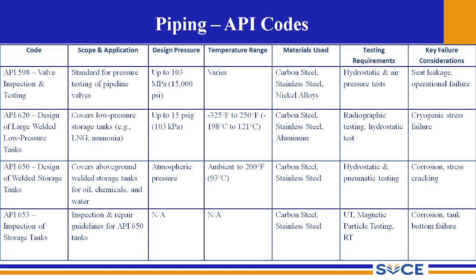Then API 653, this code is for the inspection of storage tanks, and it provides the inspection and repair guidelines for API 650 tanks. The materials used will be carbon steel, stainless steel, and the testing requirements are ultrasonic testing, magnetic particle testing, and radiographic testing. The key failure considerations are corrosion and tank bottom failure.